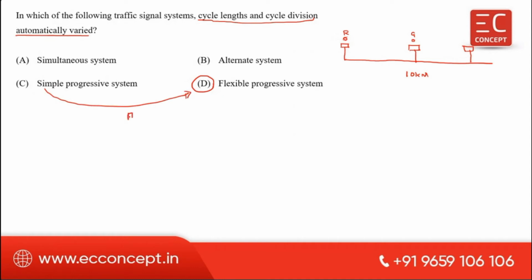This is the advance. Both are the same only. Advancement. Okay. Simple progressive system means it will automatically change by themselves; the cycle length depends upon the volume of the traffic. Okay, so this is somewhat advanced.